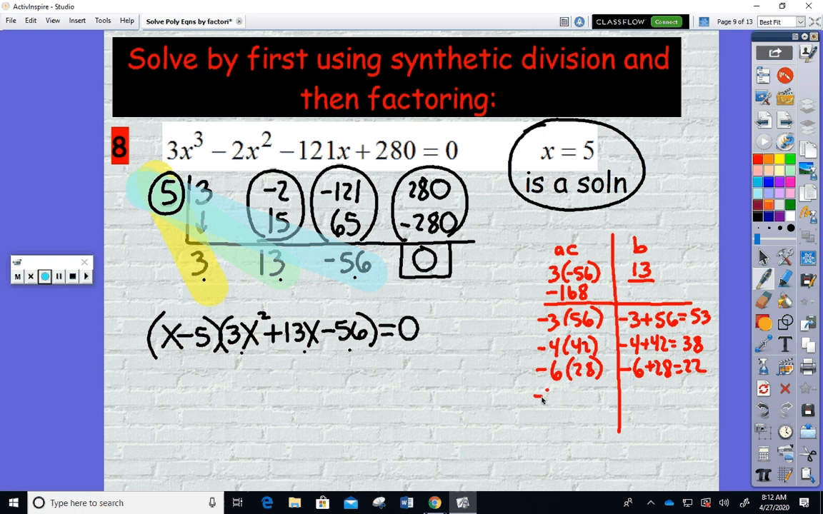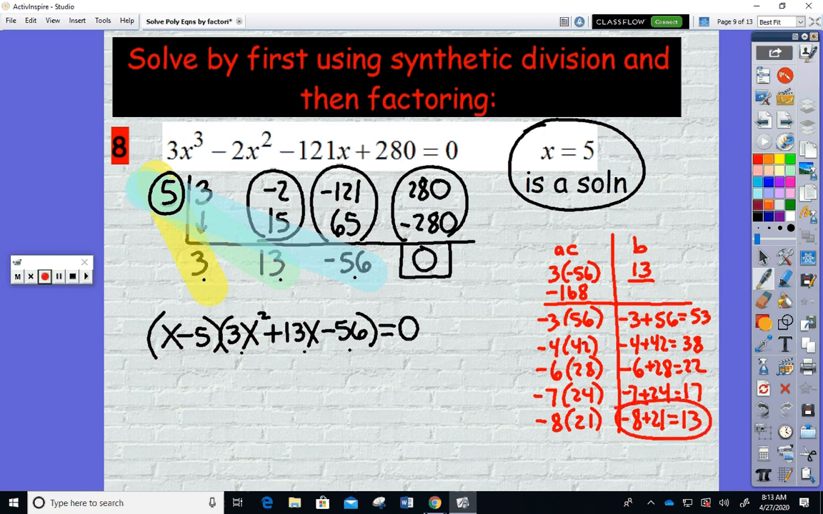So negative 7 times 24. Let's see here, negative 7 plus 24. 24 minus 7, I believe, is 17. So I'm getting closer, but that's still not the right answer. Does 8 go into 168? It does. So negative 8 times, it goes in 21 times. I'm using my calculator. And negative 8 plus 21, oh, that's it. That's equal to 13. So I've got it now.